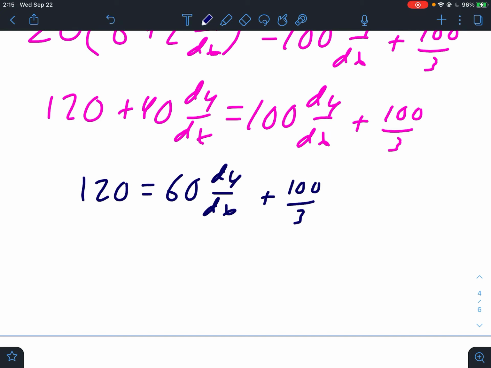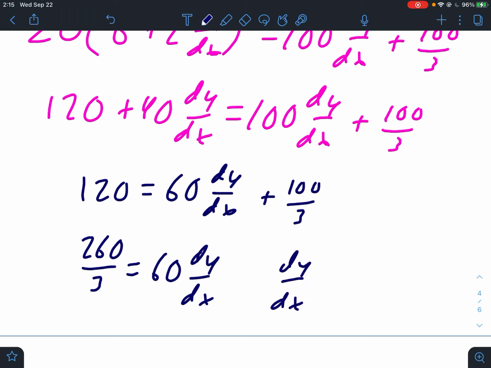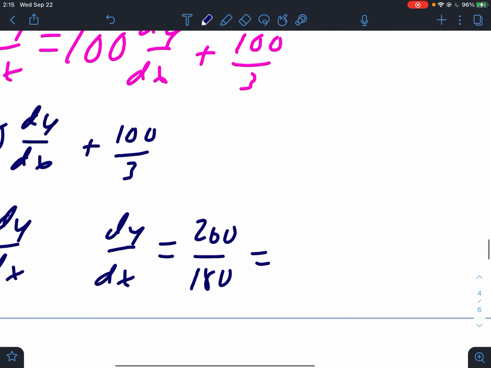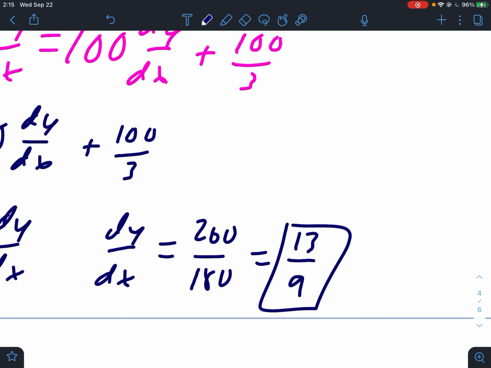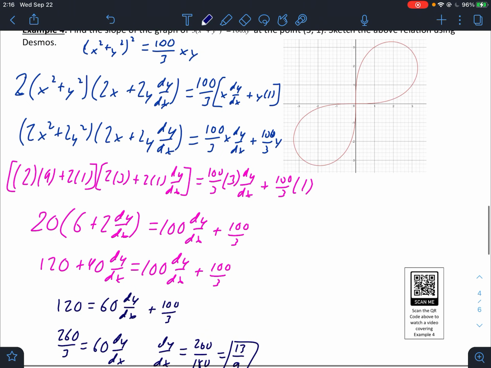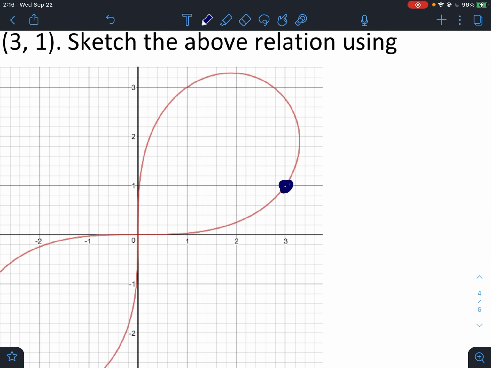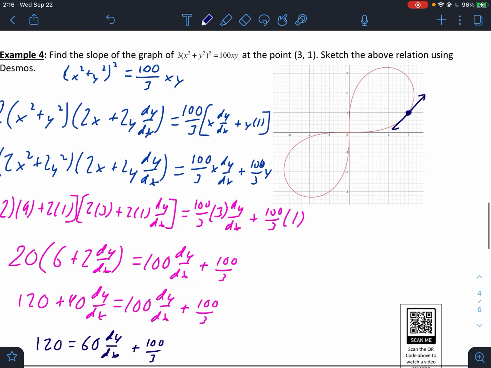And then if I subtract 100 over 3 from both sides, getting a common denominator, this would be 360 over 3. So 360 over 3 minus 100 over 3, that would be 260 over 3. And dividing by 60, I get dy/dx would equal 260 over 180, or 26 over 18, or 13 over 9. So the slope at the point (3, 1) is right here. The slope of that tangent line at that point would be 13 over 9.